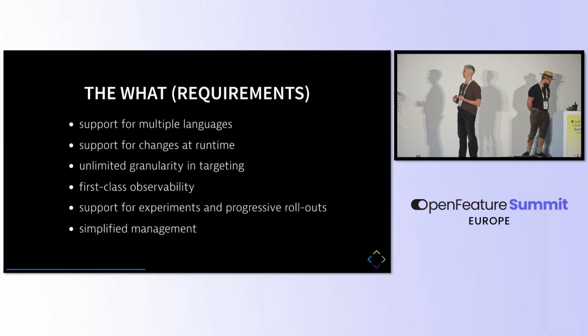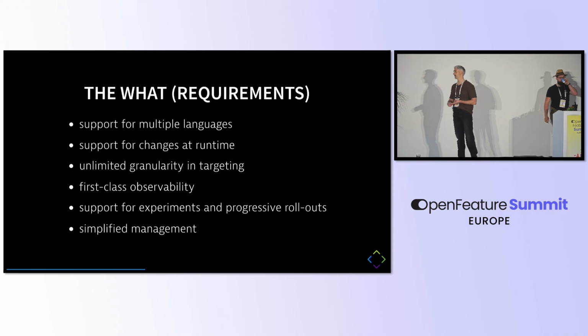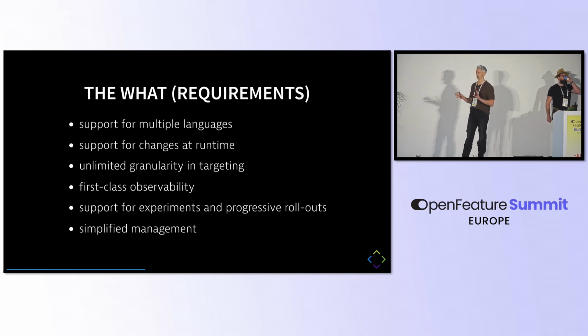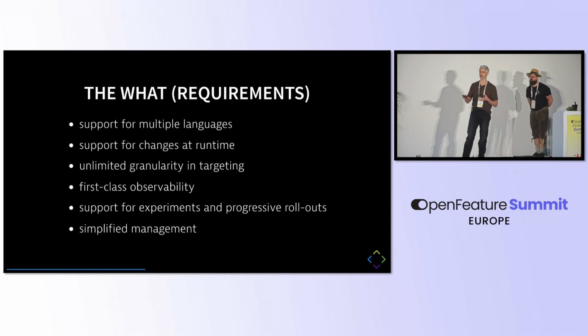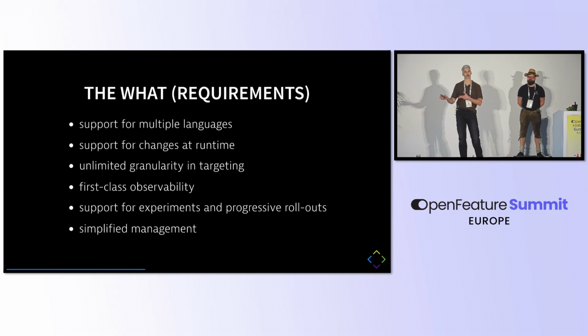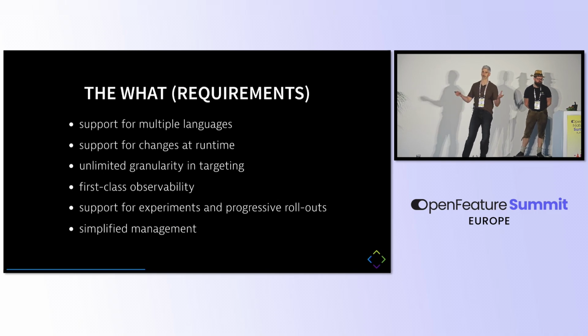So we wanted support for multiple languages for sure. We wanted to support changes at runtime. We wanted unlimited granularity in targeting. When we say targeting, we mean we want to be able to turn feature flags on or off, or provide different variants specifically based on contextual information. So, enable a flag for a certain geo, show a certain variant for certain devices. So we wanted unlimited granularity in targeting, not just tenant-based targeting, like Simon mentioned we had already.